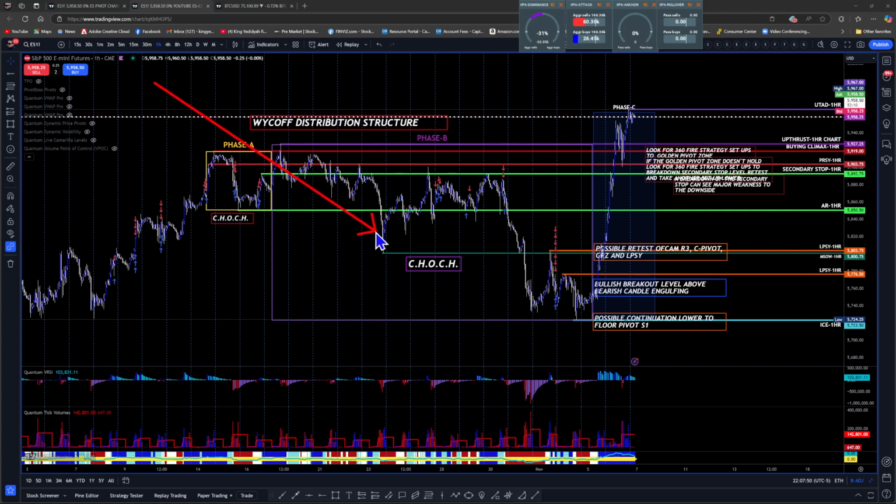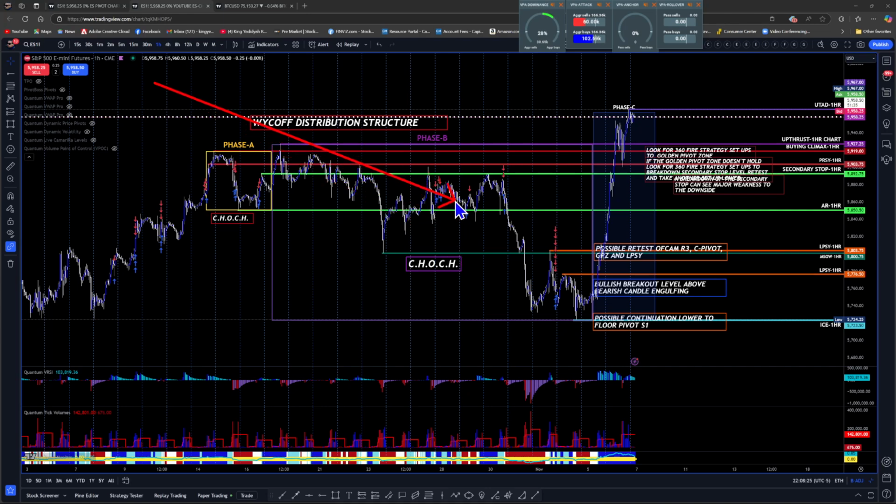So what actually happened here, we created this minor sign of weakness, right? Still in phase B, moved down and created this ice level right here. So it's basically the lows of the phase B, right? So I was labeling this sign of weakness and thinking, well, okay, we're not going to get an uptrust after distribution. Maybe it's that weak that we're not going to get that push up, right?